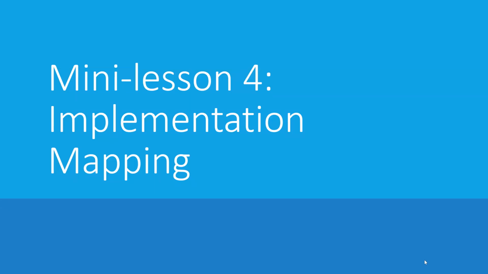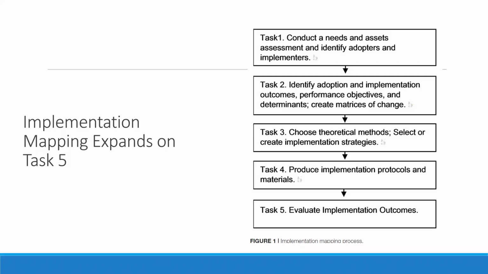Okay, so now we're going to do mini lesson 4 about implementation mapping. Implementation mapping is a process where basically the end goal is to make an implementation strategy, so to design something that's going to help someone take an intervention developed in the research world and use it where they're at. Okay, and there are 5 tasks that we're going to go through about how to do this.